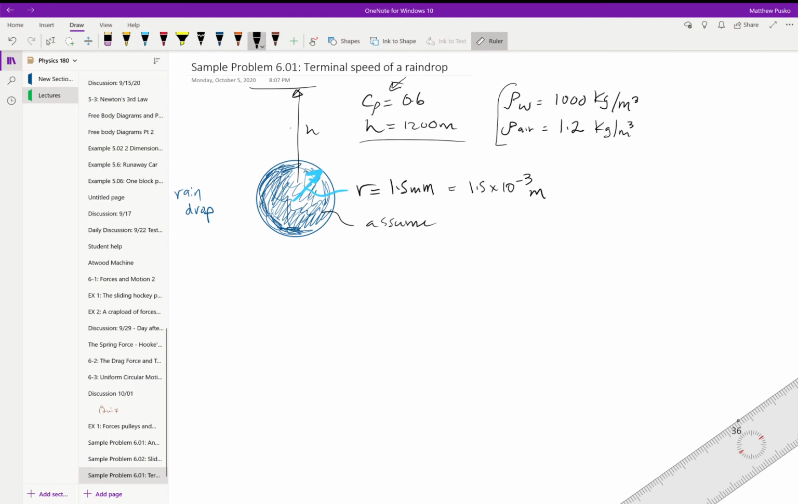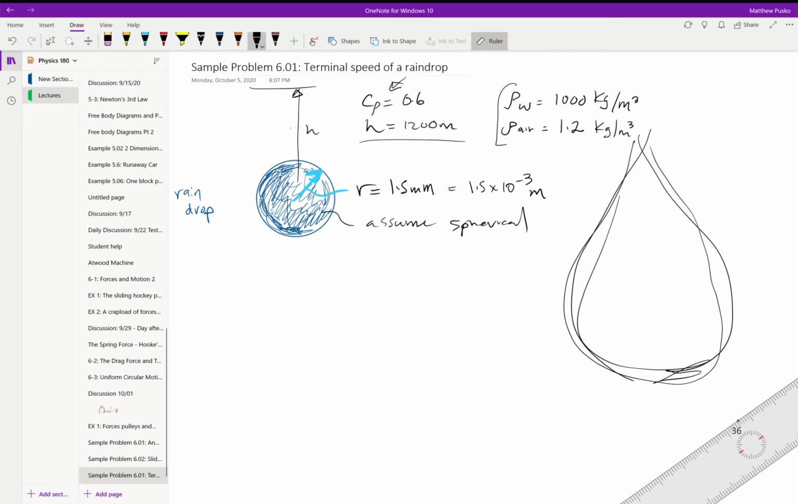And if you remember, the drag force is a function of the area, so we need to know what kind of shape it falls in. It really falls in the shape of a raindrop, right? That was hard. But that's for a whole other class.